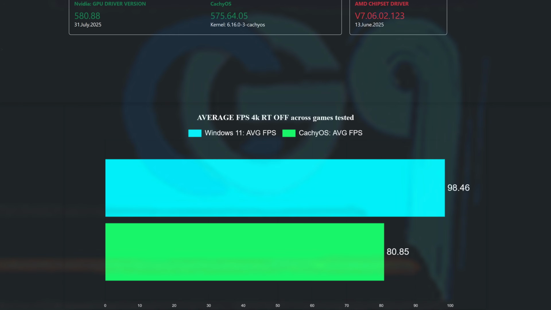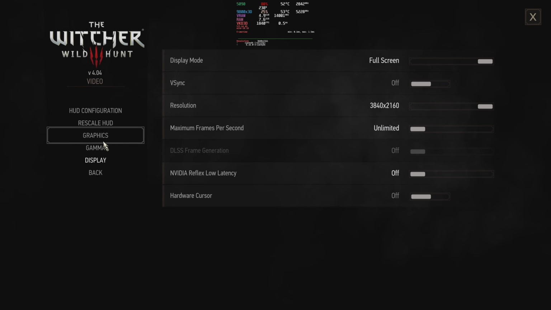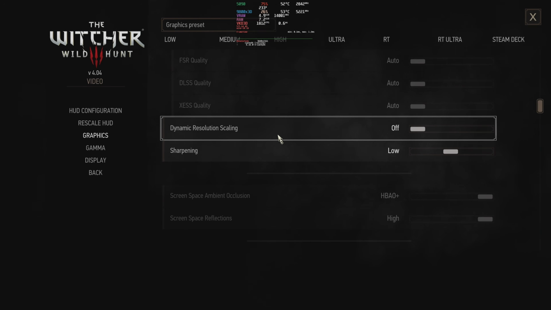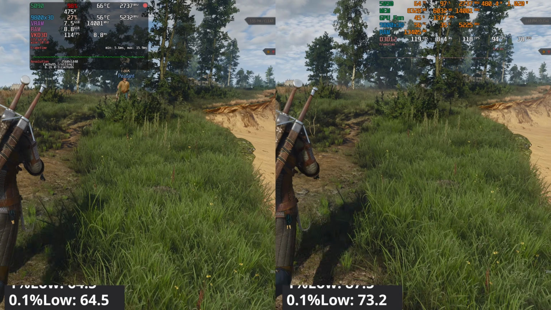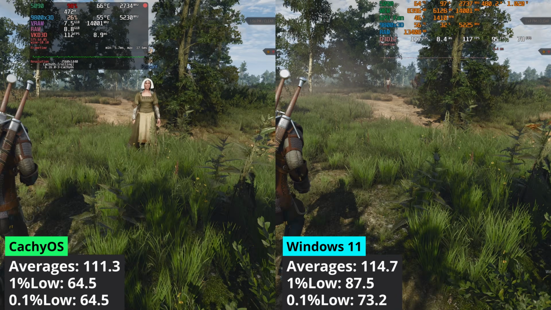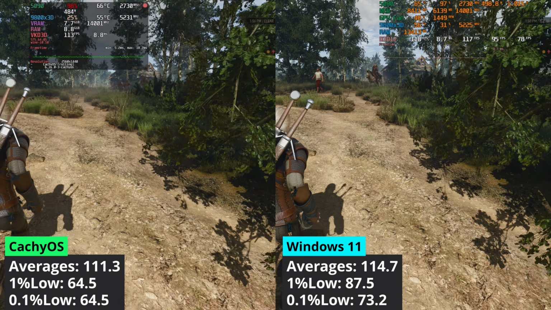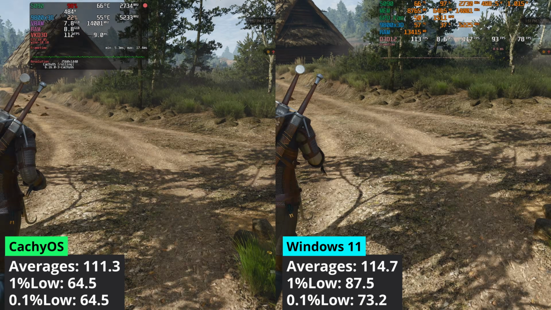Even so, this means that a 5090 in Linux will outperform a 4090 and any other GPU in Windows. Now let's move to ray tracing and path tracing games. First, Witcher 3 with ray tracing. This game seems to be running well on both operating systems as the averages are almost identical.